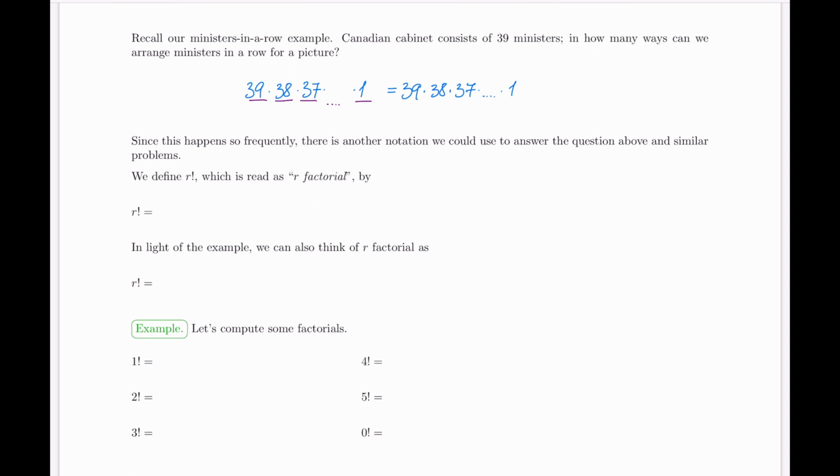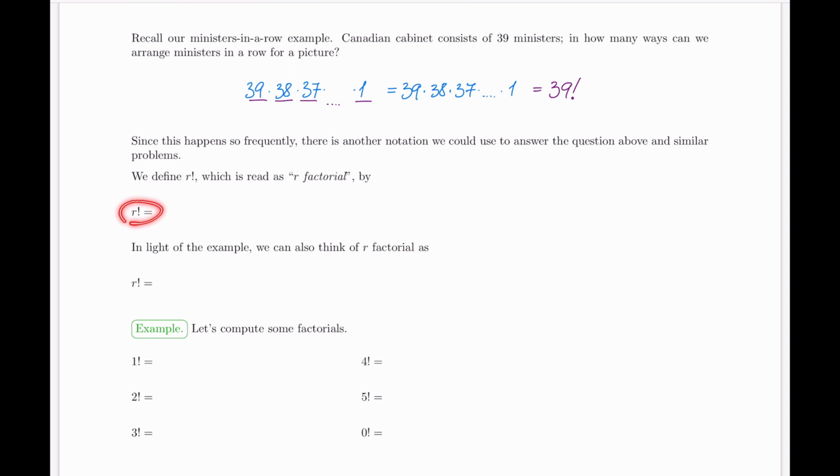Now, we've already seen this kind of multiplication from a number all the way down to 1, and we're going to see this a lot more often in counting. So we're going to create a notation specifically for this type of thing. We define it as a factorial, which is denoted by an exclamation mark. So we take the largest number that we're starting with, 39 here, and if we are multiplying all the way down to 1, that is what we're calling a factorial. So this would be 39 factorial. Not 39, but 39 factorial.